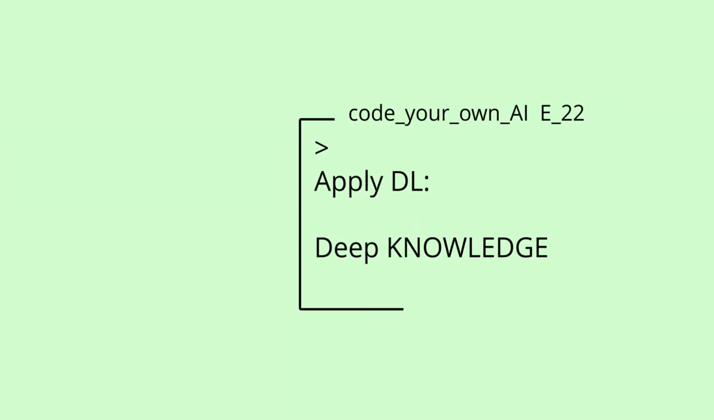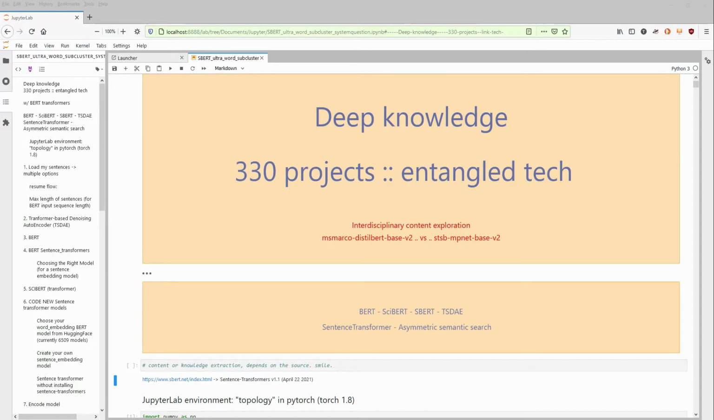Welcome. Today we're gonna apply our knowledge about sentence transformer and deep learning to a real-world problem. We have 330 innovation projects going on between academia and industry right now, starting in 2021. And we want to find out if there is some entangled technology within these 330 projects from all participants in the European Union.